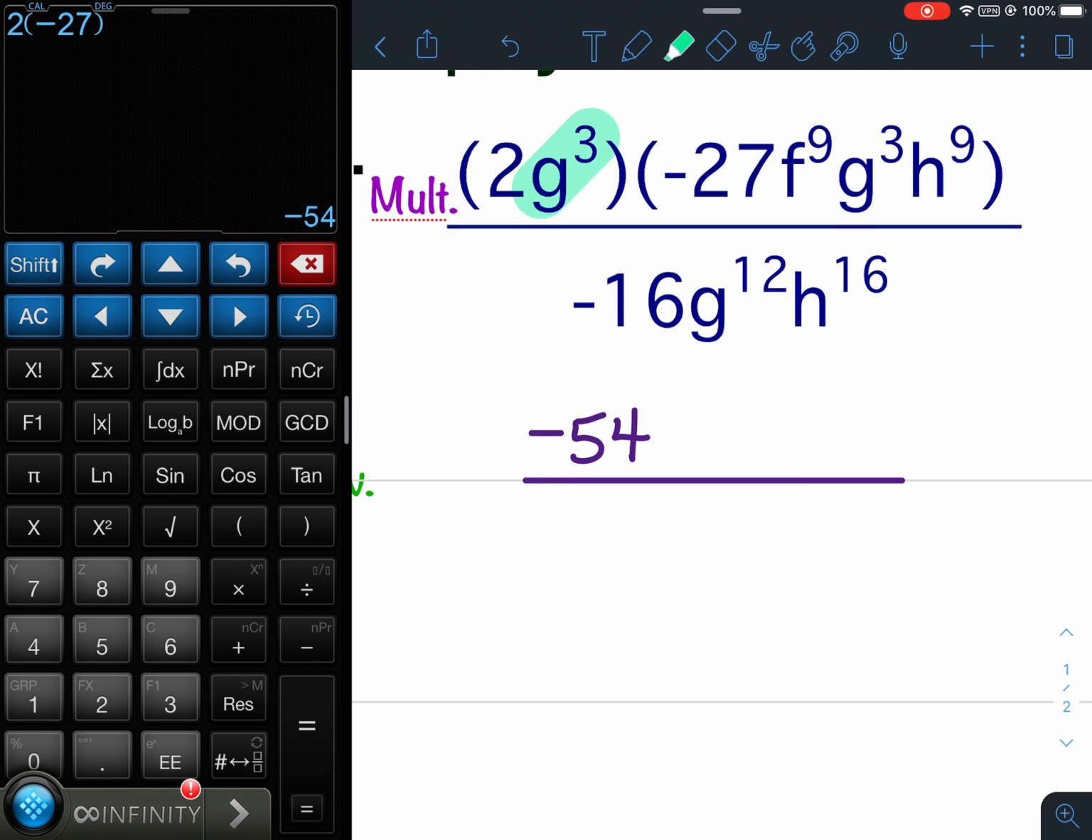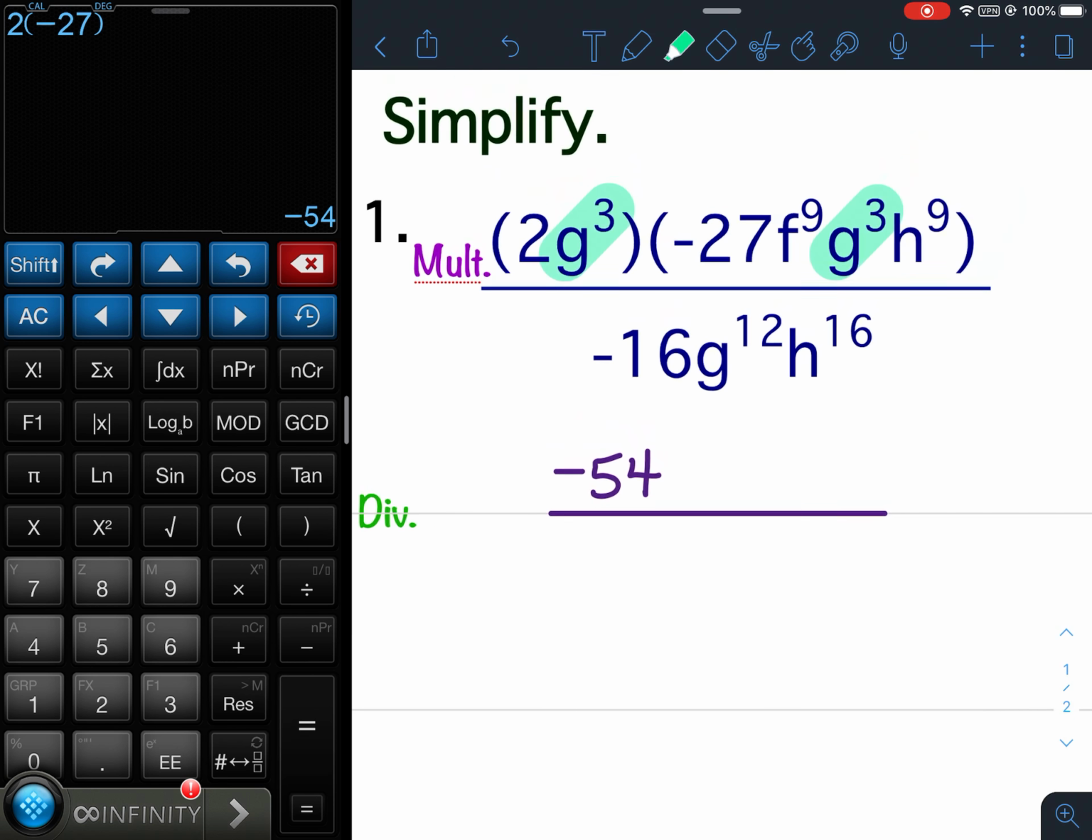I have a g to the third and a g to the third. Those are the only type of variable that is in both monomials. So when I go to multiply, I will be adding these exponents.